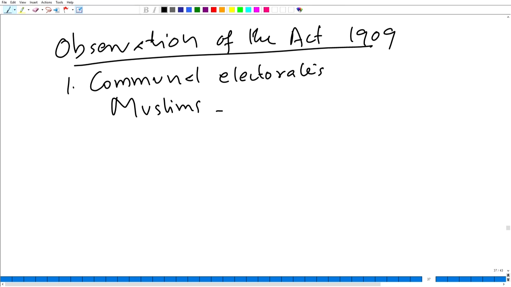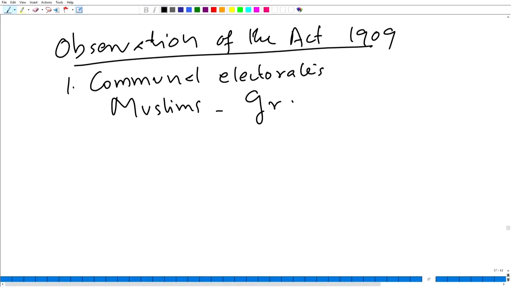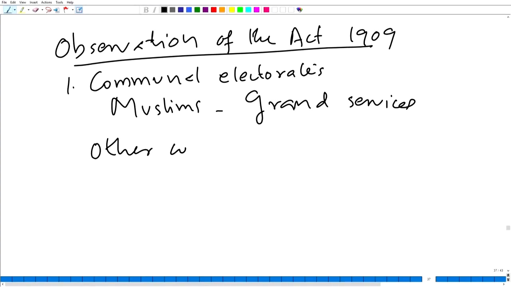When the British were asked why Muslims alone were given reservation, the British government replied that by considering the grand services rendered by the Indian Muslims, reservation was given to Indian Muslims. Once reservation was given to Indian Muslims, other communities also came forward demanding reservation. The most prominent of which was the Sikh community from Punjab.